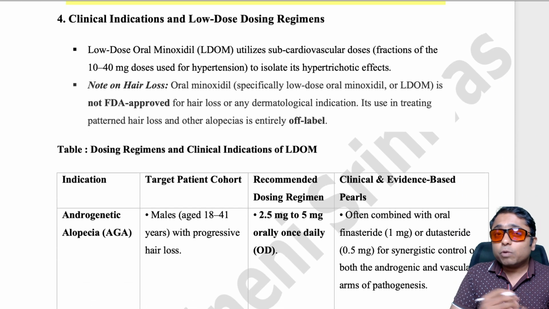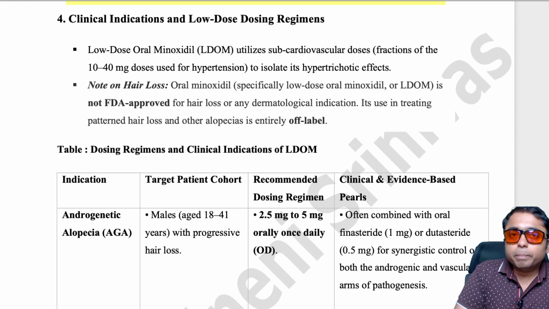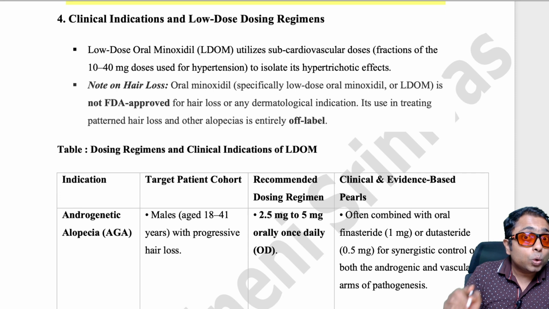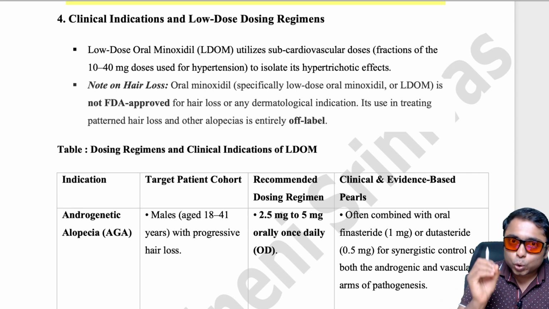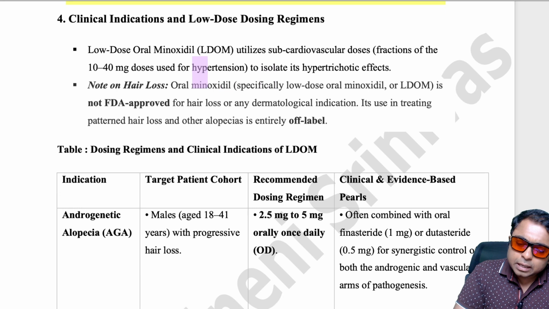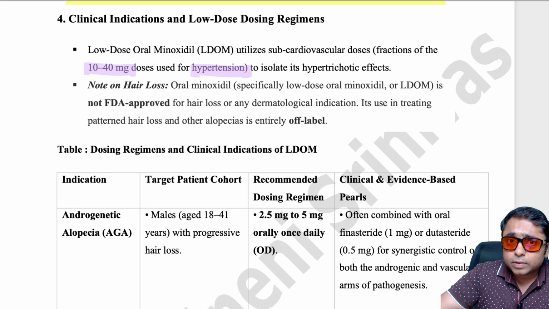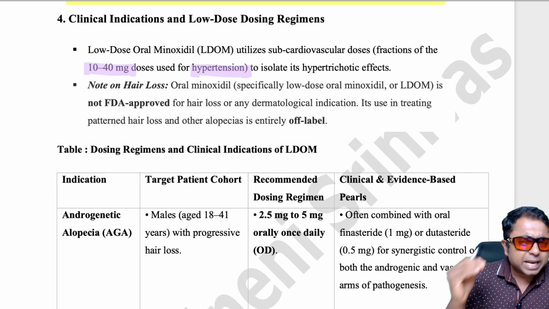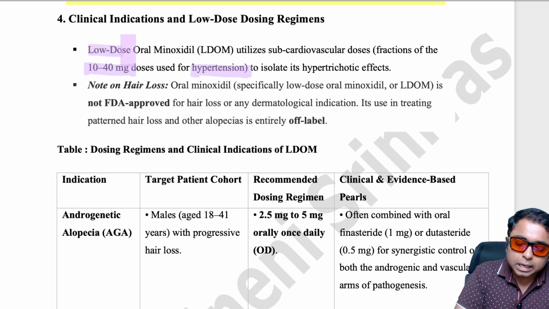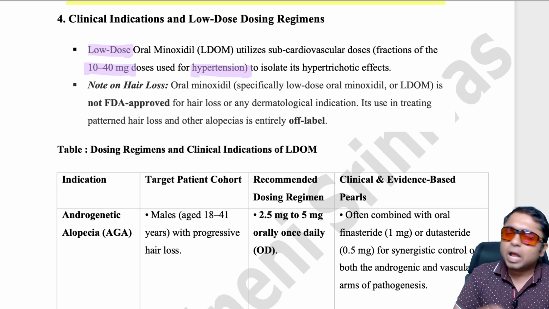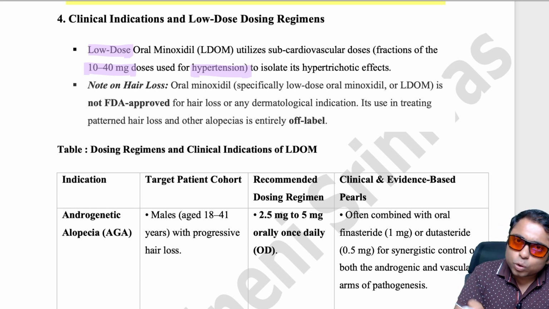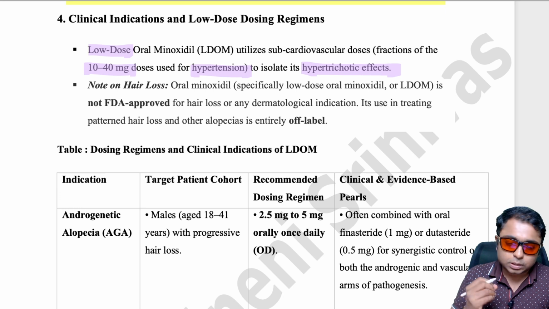Now let us look at what the indications of minoxidil are, especially low dose oral minoxidil. I have already given you a hint what low dose oral minoxidil is. In hypertension, the dosage is 10 to 40 mg, but in dermatology, where the usage is for hair loss, the dosage is going to be very low. That's called low dose oral minoxidil. And with the use of this low dose, we are only going to isolate the hypertrichotic effects of minoxidil.